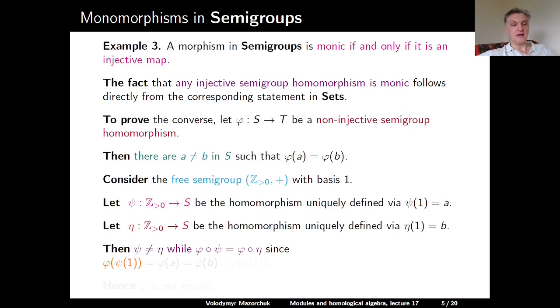But again, if we compose psi and eta with phi, then phi after psi is equal to phi after eta, because the value of phi after psi at the identity is equal by definition to phi of A, which is equal to phi of B, and this is equal to phi of eta of 1. And this means that phi after psi and phi after eta send 1 to the same element, which means that they coincide again because 1 generates the semigroup of all positive integers with respect to addition. This shows that phi is not monic.